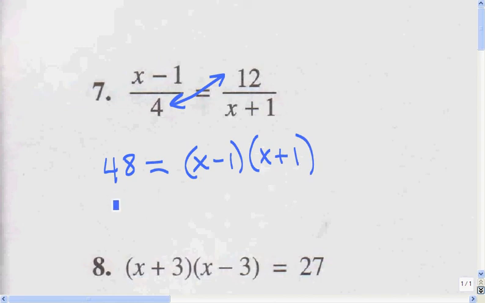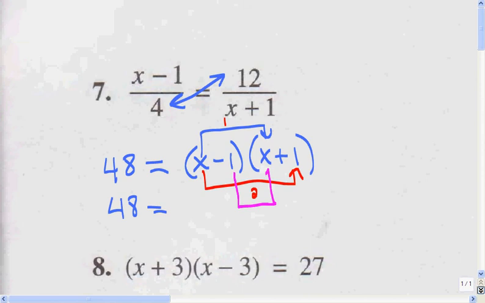Okay, so 48, and the way I multiply these is that I grab the first term in the first parentheses, multiply it times everything in the second parentheses. So x times x, then the same x times the 1, and then I grab the second term in the first parentheses and multiply it times everything in the second parentheses.